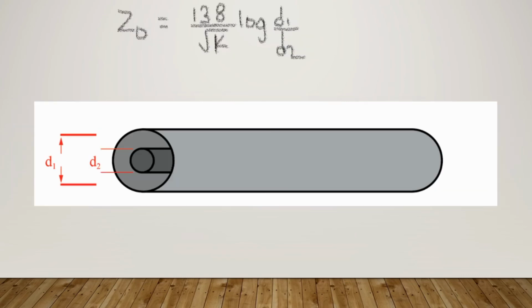Similarly, the transmission line may be a coaxial cable or two-wire, it may be anything. Suppose it is a coaxial cable, then we can find it like this: Z0 = 138/√K log(d1/d2), where d1 and d2 are the inner and outer diameters, as a coaxial cable contains an inner and outer conductor. So our main objective is to find the characteristic impedance.